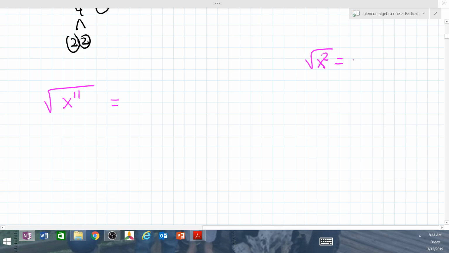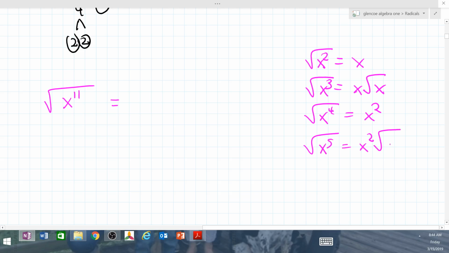The square root of x squared is what? X. The square root of x cubed would be x square roots of x. The square root of x to the 4th would be x squared. The square root of x to the 5th would be x squared radical x. Does anybody see a pattern? What's happening when the exponents are even? There's no radical, good, and you're just taking whatever this is under the radical, dividing it by 2, so the square root of x to the 4th would be x to the 2nd. Are you catching on to a pattern here?